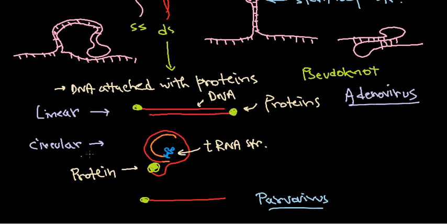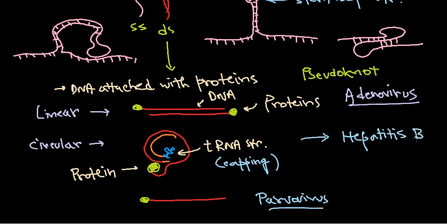But this kind of structure, which has a circular DNA molecule formation due to the attachment of tRNA at one end of a strand of the DNA and a protein molecule at the end of another strand of the DNA, right? So it's a kind of tRNA capping. Capping is seen in this case, and this is pretty common in the case of hepatitis B virus. So that's how this kind of structure is shown in all these cases.